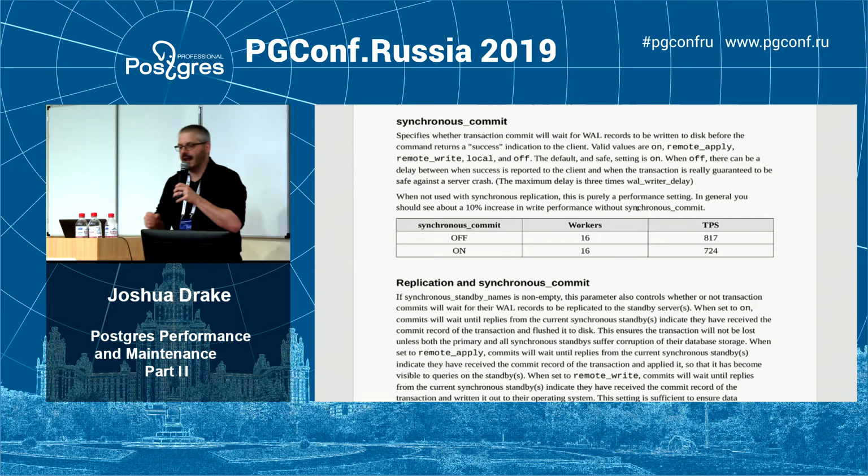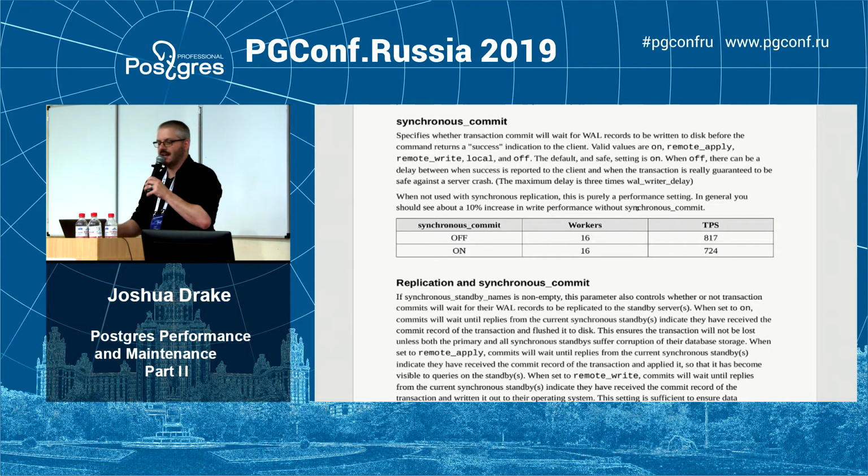When off, there can be a delay between when a success is reported to the client and when the transaction is really guaranteed to be safe against server crash, e.g. actually fsynced, written to disk. The maximum delay is 3 times WAL writer delay. When not used with synchronous replication, this is purely a performance setting. Some people disagree with me on this. I will explain why. In general, you should see about a 10% increase in write performance without synchronous commit.